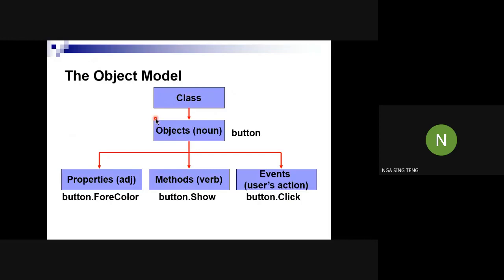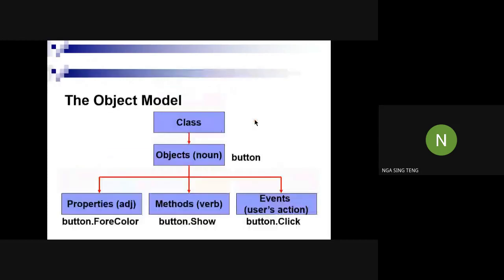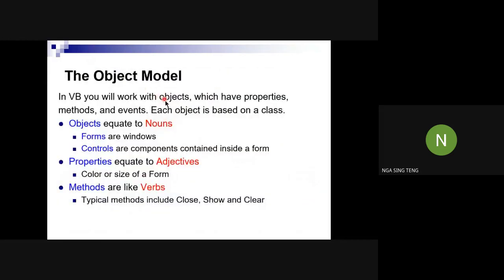Keep in mind all this, because you're going to deal with this for VB.NET. Button, for example, we can have as a class. So you may have 10 buttons, or 2 buttons in one form, still falling under the class called button. You can have button 1, button 1 dot show, dot click, something like that. So in VB, you will work with the object which has properties, methods, and events.